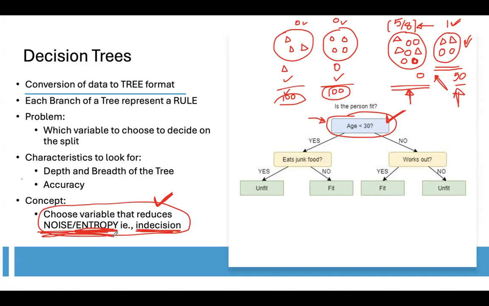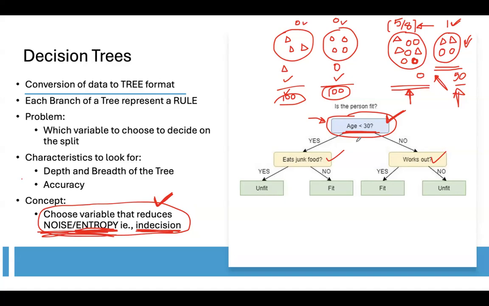Okay. So why am I choosing age? Because age might be able to reduce the noise in the system more than workout and more than food. That's why I have got age at the root node. Age is primarily giving you more information compared to food and workout. Therefore, the first question is about age.